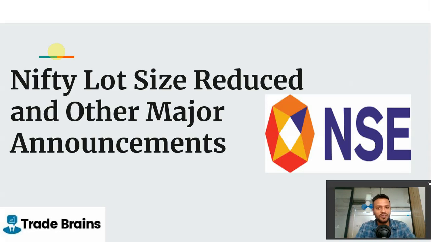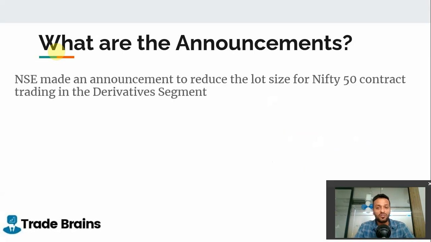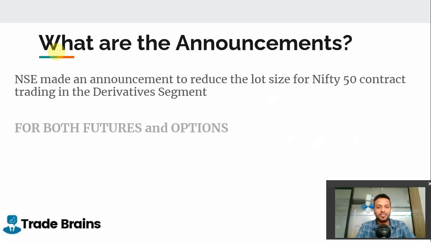Now, what are these major announcements and how do they impact trading in different ways? Let us try and understand that. For starters, the first announcement is that NSE has reduced the lot size of the Nifty 50 contract for trading in the derivative segment. Why are they doing it? Basically to garner the attention of retail traders and retail investors into futures and options contracts. And these rules have been applied for both futures and options trading.